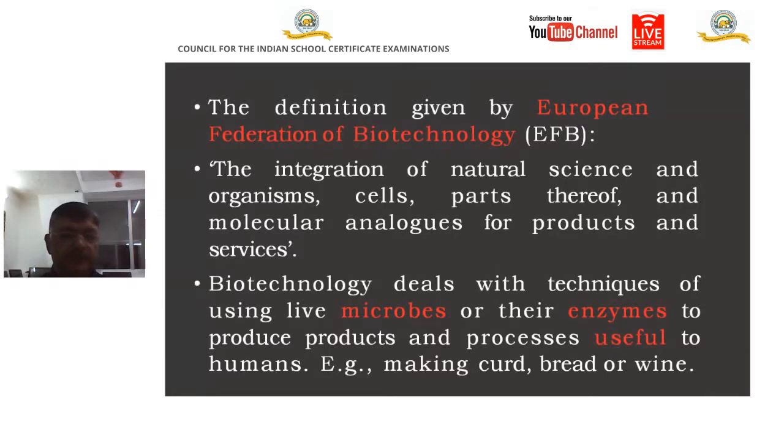products and services. Now, here I'll remind you, if you see the list of abbreviations at the end of the syllabus, you'll find this word EFB as an abbreviation which might be asked as a question in the examination. Expand EFB, write the full form of EFB. So EFB, European Federation of Biotechnology, be sure that the spellings are correct.